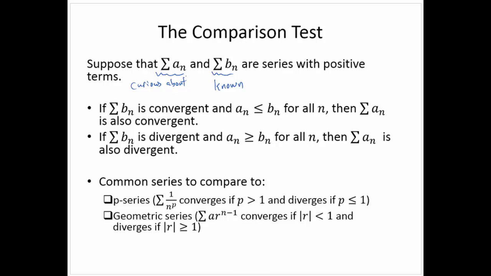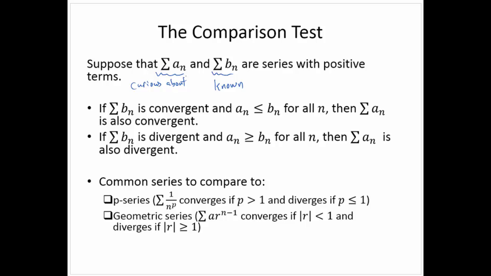So if we know a series converges, and another series has terms that are all less than the series we know converges, then the new series must also converge. Also, if we know a series diverges, and we can show that all the terms of the new series are greater than the terms of the series that diverges, then the new series must also diverge.